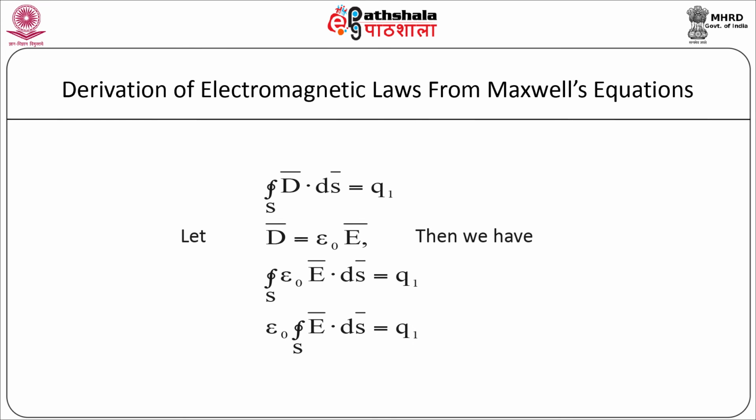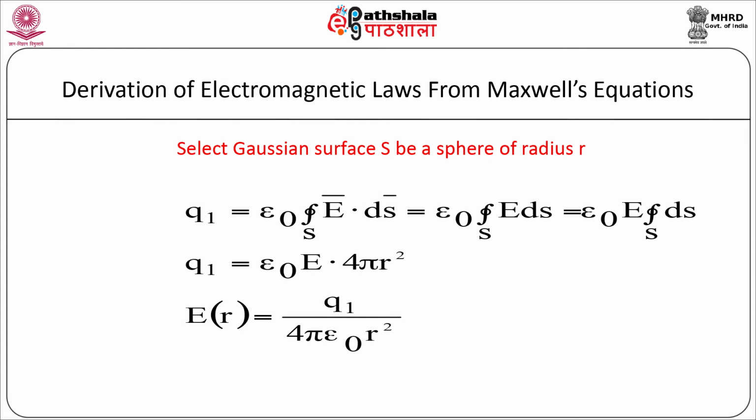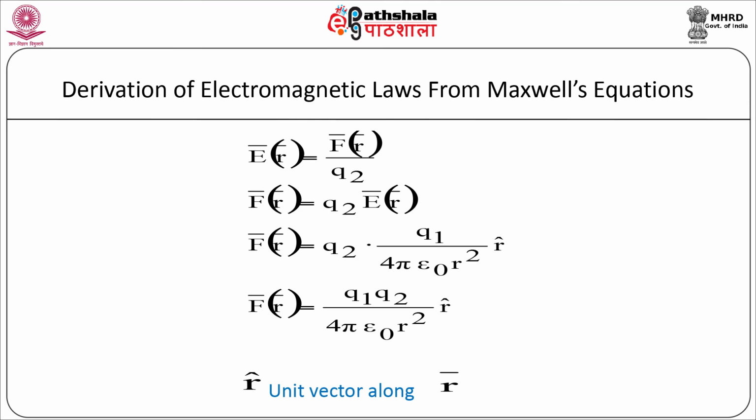With D equal to epsilon 0 E, we get epsilon 0 into integral E dot ds over the closed surface S is equal to Q1. Then selecting Gaussian surface S in the form of a sphere of radius r, we get the expression for E bar as shown. E bar at r bar is equal to Q1 upon 4 pi epsilon 0 r square. Hence, the force on point charge Q2 due to Q1 is given by F is equal to Q2 into E, that is Q2 Q1 upon 4 pi epsilon 0 r square.